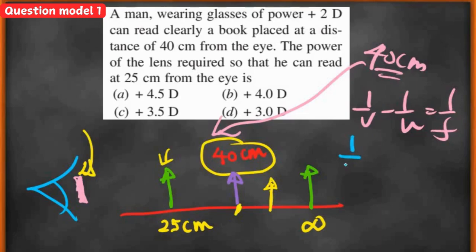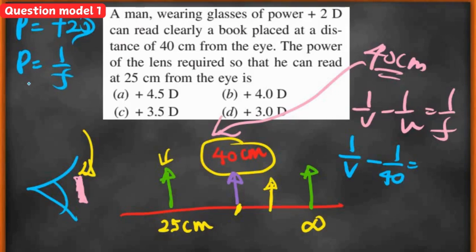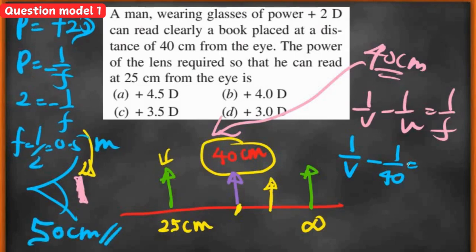Let's put the values. v, of course, is the real near point. In many cases the image distance is the real near point or real far point. So minus 1 over u, where the object distance is 40, and f we need to find. Power is plus 2D, so by applying P equals 1 over f, 2 equals 1 over f, so f becomes 0.5 meters, which in centimeters is 50 centimeters. Let's apply that value here: minus 1 over 50. So 1 over v equals 1 over 40 minus 1 over 50.